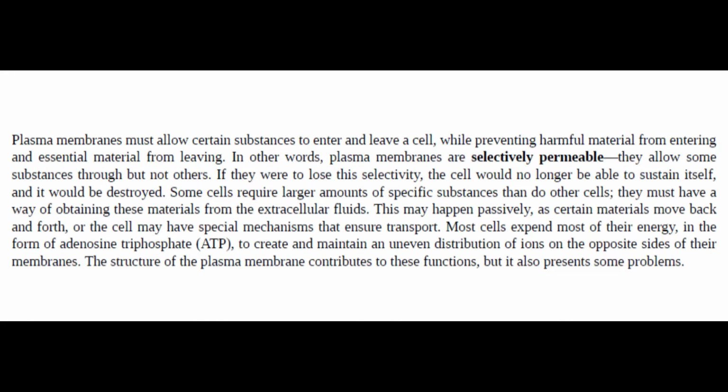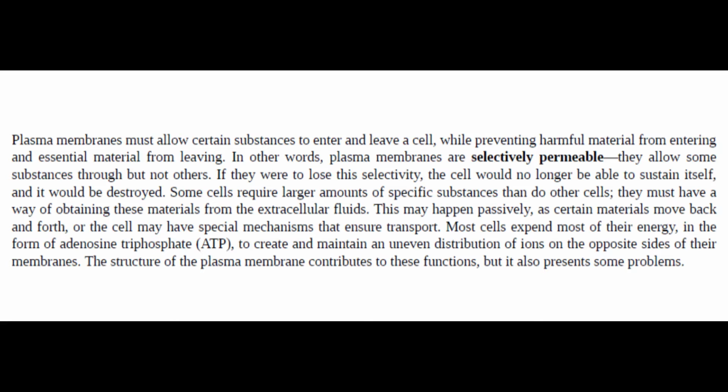Plasma membranes must allow certain substances to enter and leave a cell while preventing harmful material from entering and essential material from leaving. In other words, plasma membranes are selectively permeable. They allow some substances through, but not others. If they were to lose this selectivity, the cell would no longer be able to sustain itself and it would be destroyed.